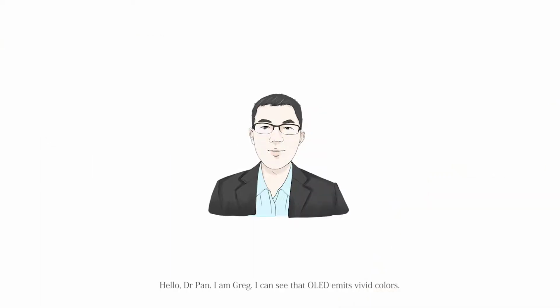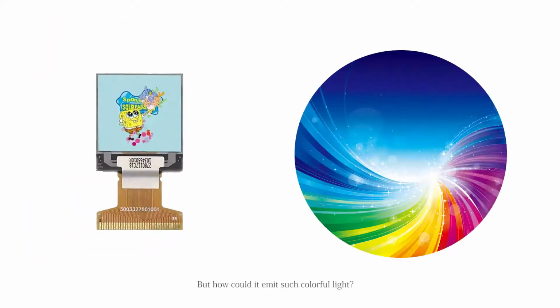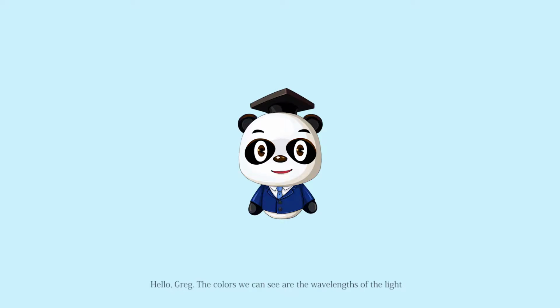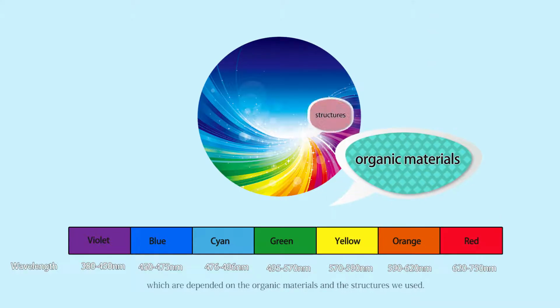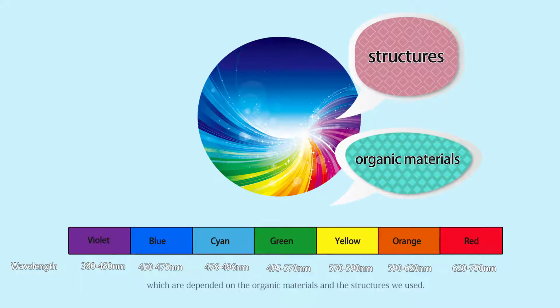I can see that OLED emits vivid colors, but how could it emit such colorful light? Hello, Greg. The colors we can see are the wavelengths of the light, which are dependent on the organic materials and the structures we used.